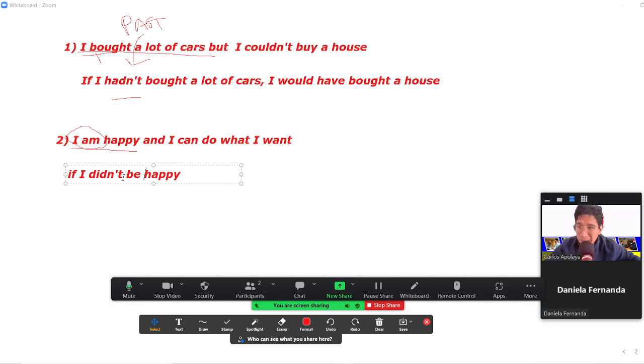Aquí vas a poner I didn't be happy. No. ¿Te acuerdas que el pasado es was, cierto? Pero cuando trabajamos en condicionales poníamos were. If I were happy. Ahora está en afirmativo, ¿cómo va a ir tu condición? En afirmativo: If I weren't happy, I wouldn't do what I want. Ok, a ver, veamos un poco de ejercicios.